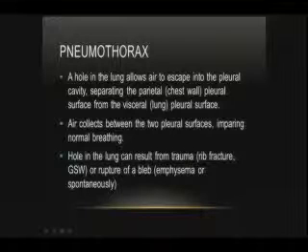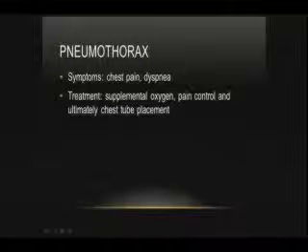The hole can result from something traumatic like a gunshot wound or a rib fracture. It can also occur from a rupture of a bleb in somebody with emphysema, or it can also occur spontaneously. So symptoms will often be chest pain and dyspnea. The treatment is going to be supplemental oxygen, pain control, and ultimately they're likely going to have a chest tube placed.